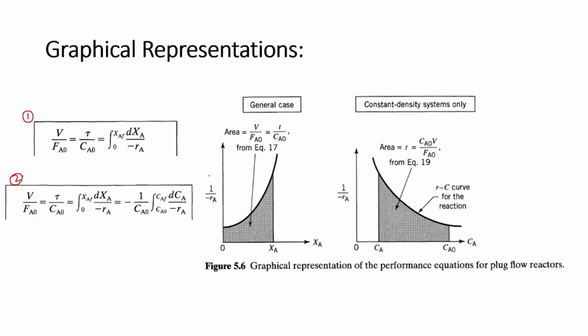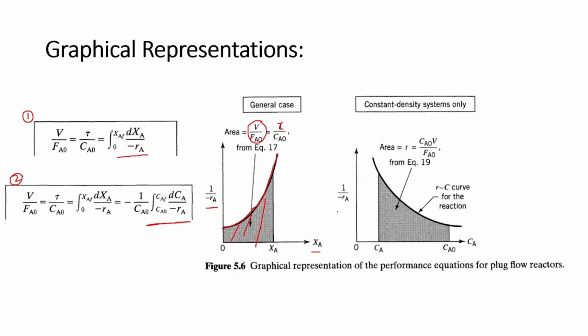Suppose we plot the first equation, V by Fa naught is equal to tau by Ca naught is equal to integral dxa by minus Ra from 0 to xaf, where the liquid volume is not constant and the composition is not constant. So it is for the general case. If you take minus 1 by Ra on the y-axis and xa on the x-axis, you will get this type of curve. Because you are performing integration here, the area under this curve should give you V by Fa naught, or in other words tau by Ca naught.